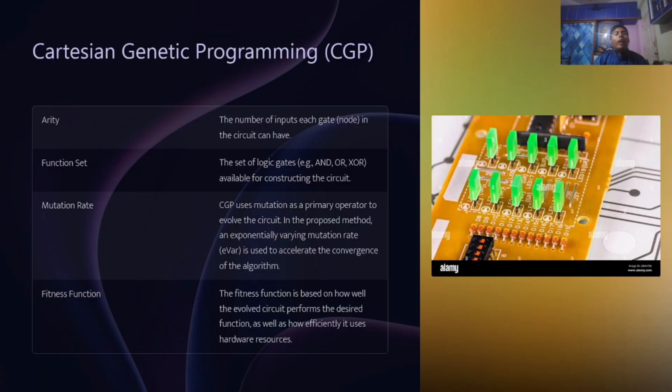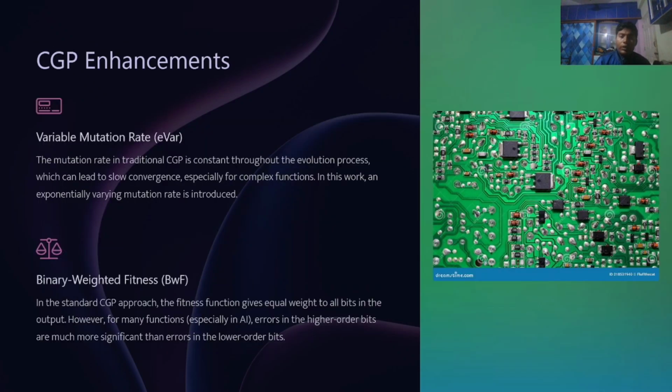CGP parameters: the number of inputs each gate in the circuit can have, and the set of logic gates available for constructing circuits, the function set. Mutation rate: CGP uses mutation as the primary operator to evolve the circuit. In the proposed method, an exponentially varying mutation rate is used to accelerate the convergence of the algorithm. The fitness function is based on how well the evolved circuits perform the desired function as well as how efficiently they use hardware resources.